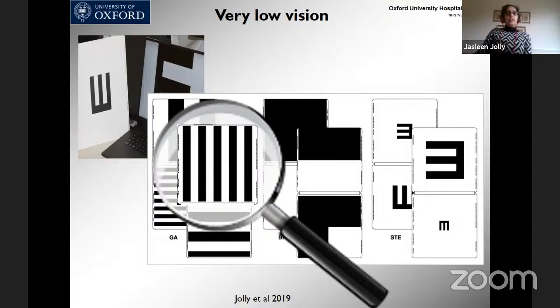And we were able to actually quantify vision right down to almost light perception, which is really important, because the difference between someone who can read the chart at 1 meter versus counting fingers versus hand movements is huge in terms of quality of life. So both clinically and also in research, we need to be able to tell the difference between those grades so we can support those patients better.